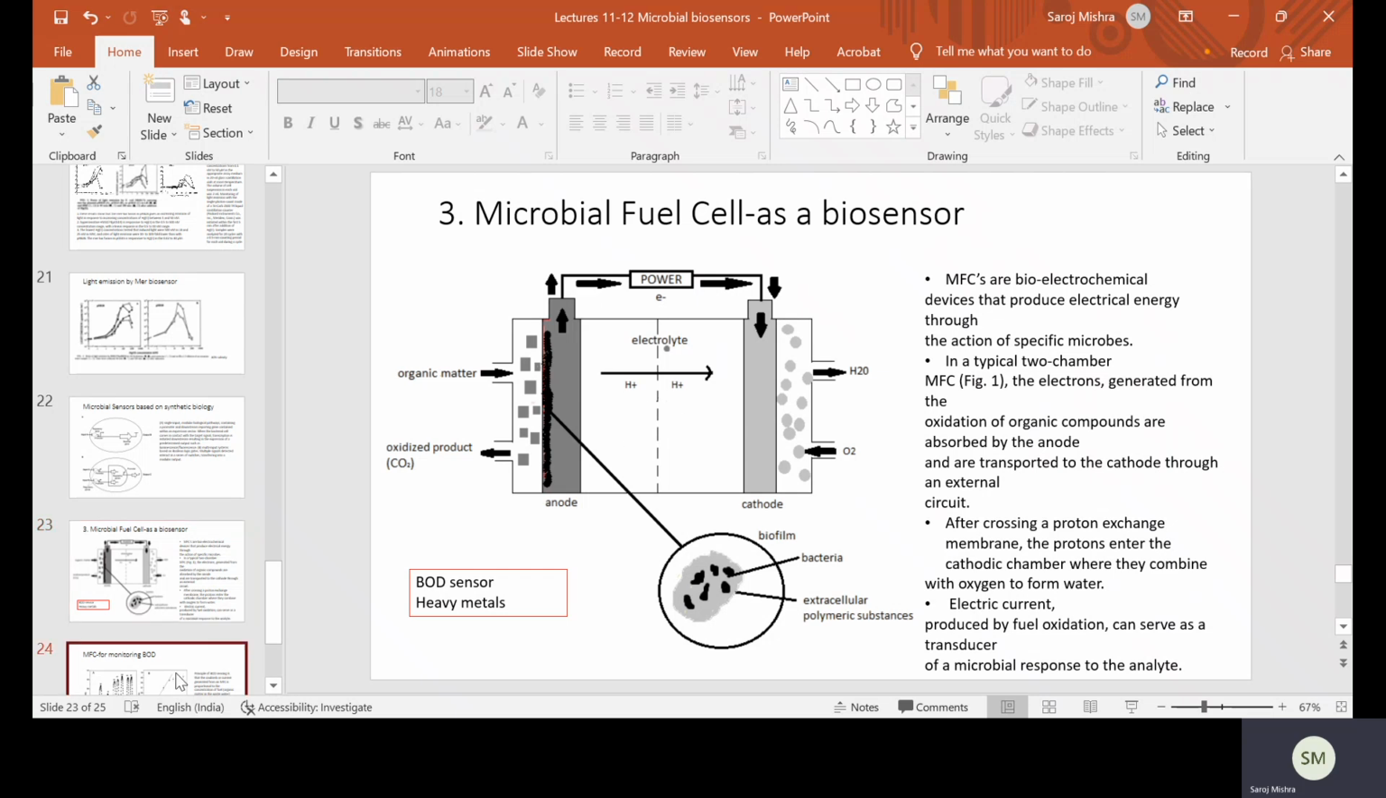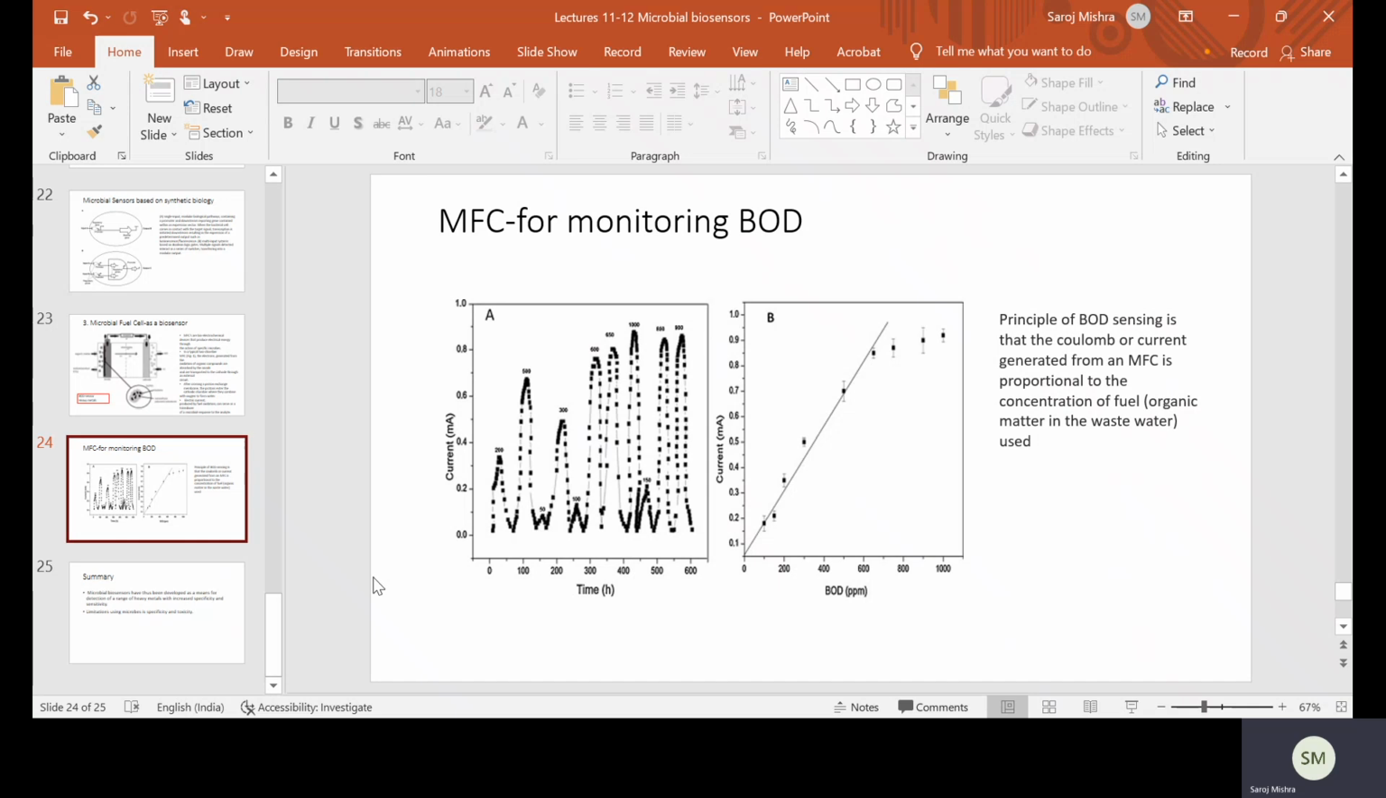Let me quickly give you an example now. Here is a microbial fuel cell, a sensor for monitoring BOD, which has been developed. What you see here is that in a microbial fuel cell, you have the organic water coming in, which is the wastewater, which has different levels of BOD.